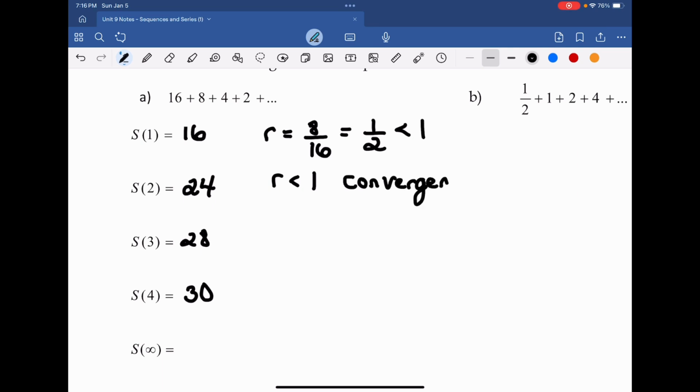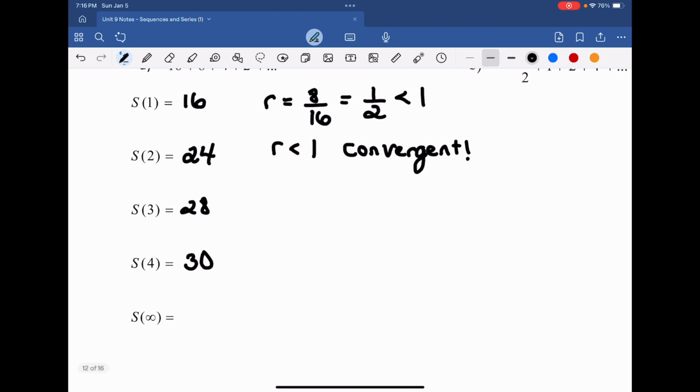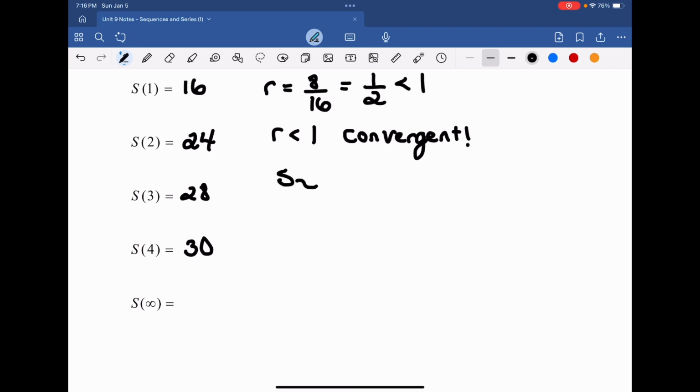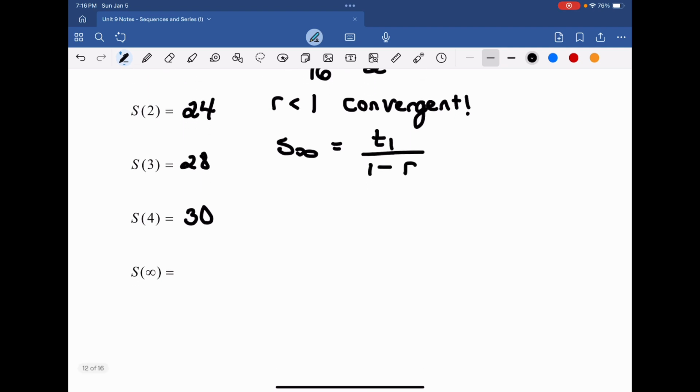And if it is convergent, we can automatically use the formula where we said that S infinity, or the sum of the infinite terms, is equal to the first term divided by 1 minus the common ratio. Now, let's put that into action here.